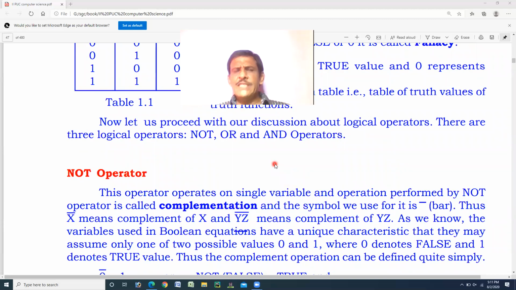Then after this, we start with the operators. As we all know, there are 3 basic operators: one is called the not operator, the next is the and operator, and the third is the or operator. These 3 are logical operators that we'll study in the next class.